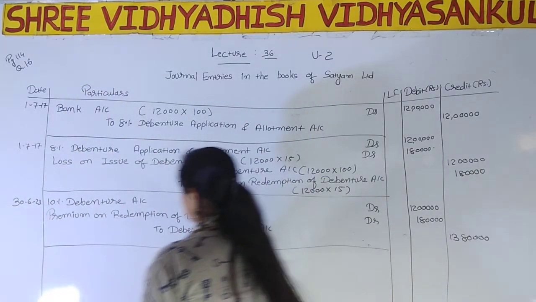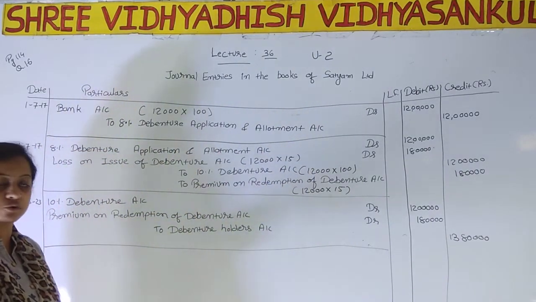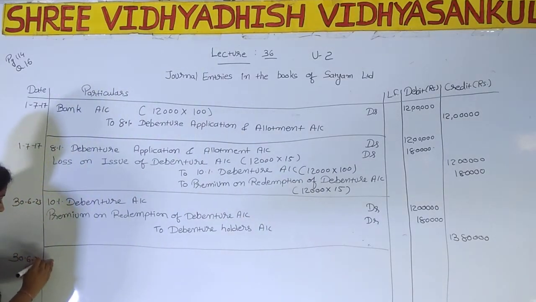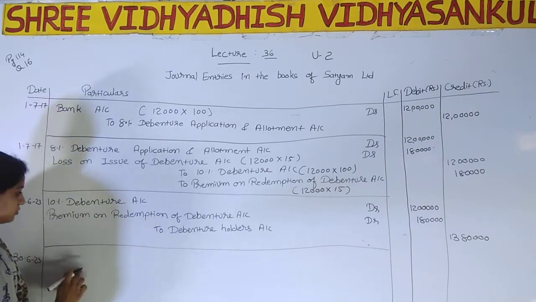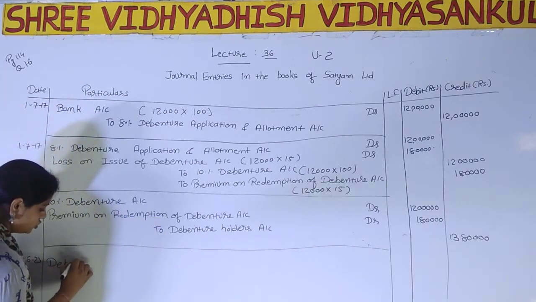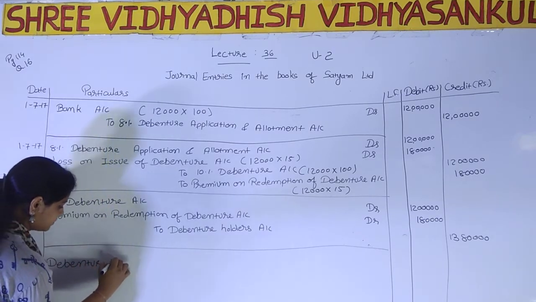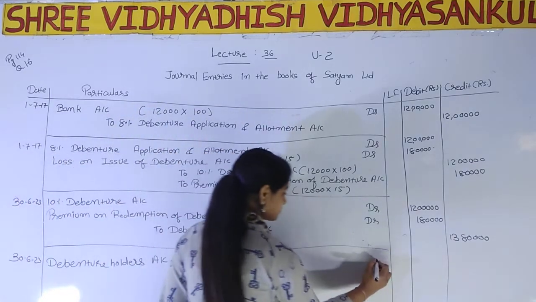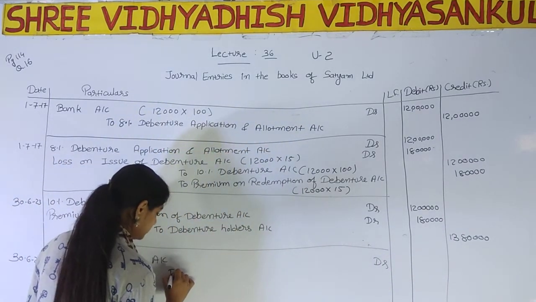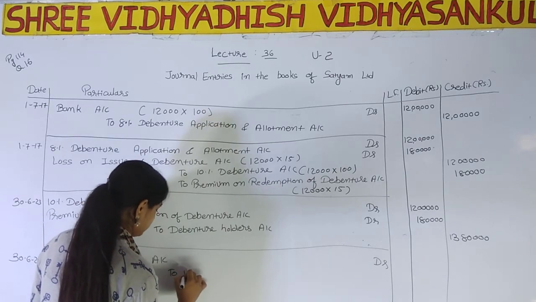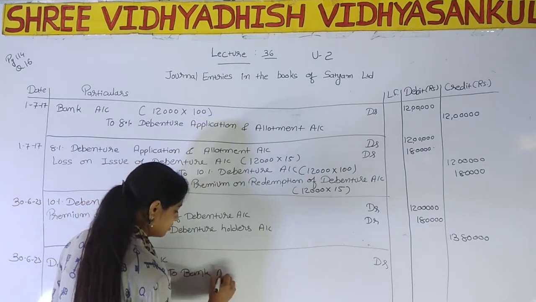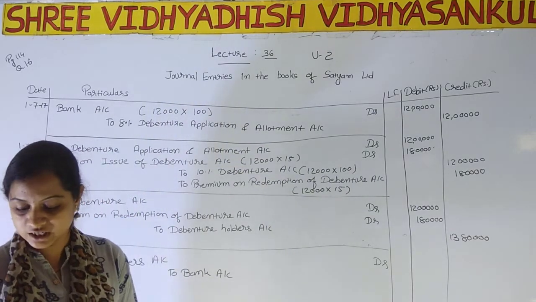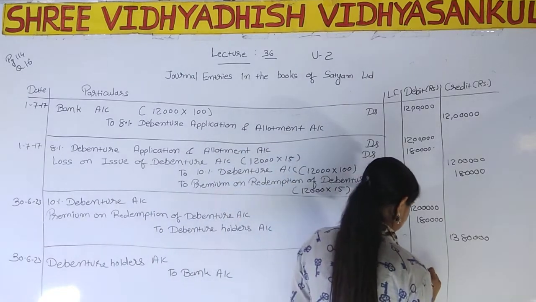13,80,000, right? So this is the entry for redemption. Now we have to pay this amount to the debenture holder. Date will come the same. The journal entry will be this credited account we have to debit. That means debenture holders account debit to bank account, because we are paying, so cash will go out or bank balance will decrease. That's why we have to credit bank account 13,80,000.